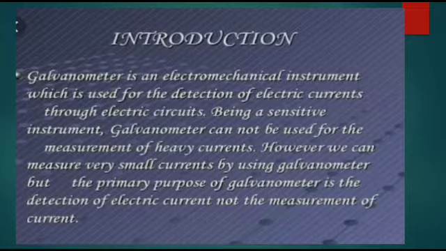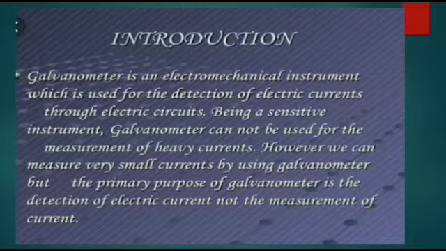So galvanometer is an electromechanical instrument which is used for the detection of electric current through the circuits. So what is galvanometer? Galvanometer is an electromechanical instrument which is used for the detection of electric current through electric circuits. Okay, right? So it is an electromechanical device, right?